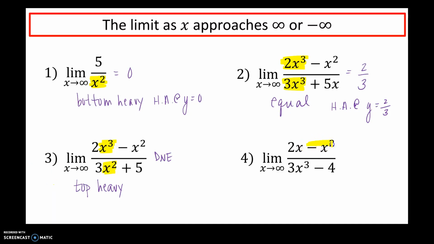The last one, highest exponent in the numerator is x squared. Highest exponent in the denominator is x cubed. So this would be another example of a bottom-heavy function. And regardless of what the coefficients are, that limit is 0. Graphically, we would have a horizontal asymptote at the x-axis, the line y equals 0.